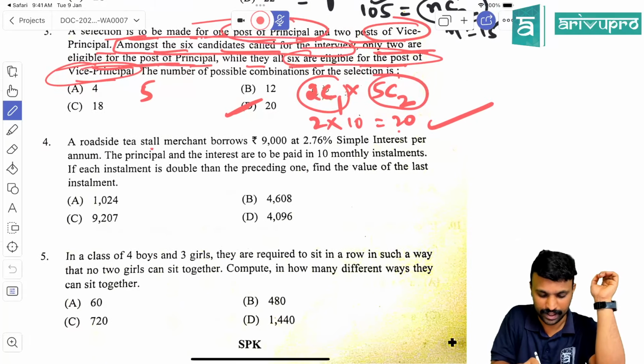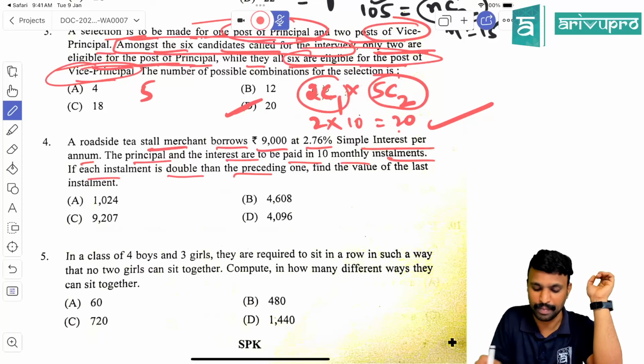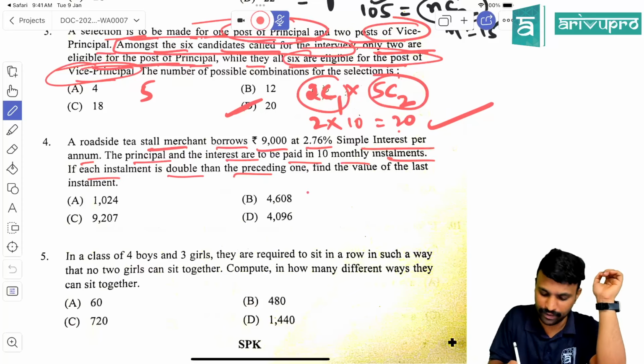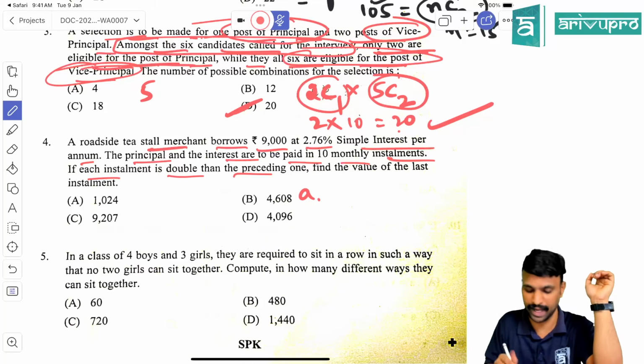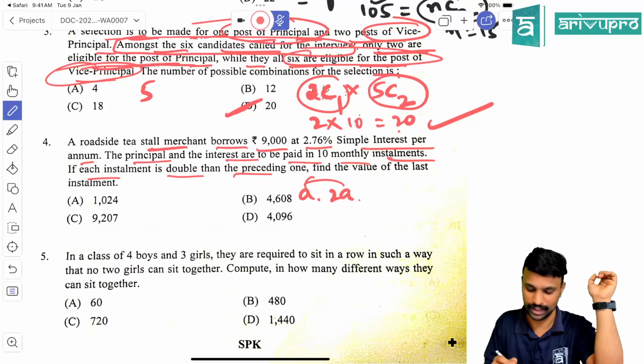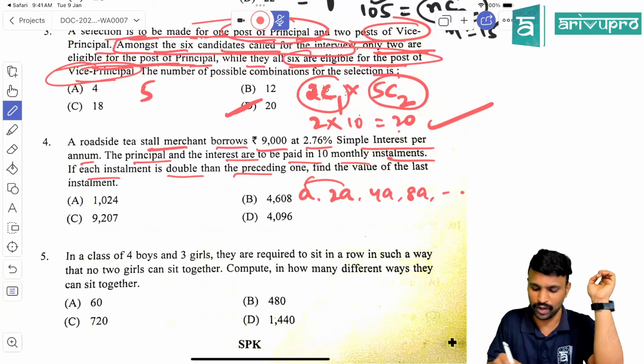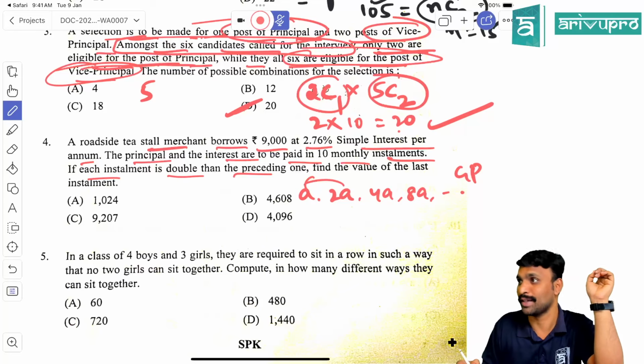A roadside tea stall merchant borrows 9,000 rupees at 2.76% simple interest per annum. The principal and the interest are to be paid in 10 monthly installments if each installment is double the preceding one. So if I take the first installment as A, second installment is 2A, because 2A is double of the preceding one. Yes or no? Obviously next one is going to be 4A, next one is going to be 8A, and so on. If you observe, this forms a GP. Yes or no? Because there is a common ratio.